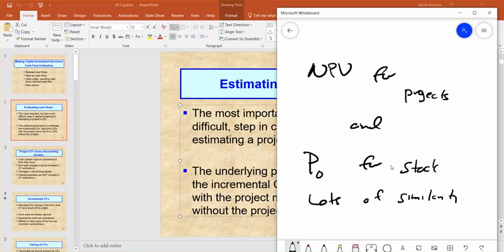Lots of similarity, right? In both cases, you're talking about a value of something. In both cases, you're talking about estimating future cash flows, maybe dividends in the term of intrinsic value, or in the case of a project, the incremental cash flows. You're trying to estimate future cash flows in one form or another, but get their present values, right? Because they're going to occur in the future.